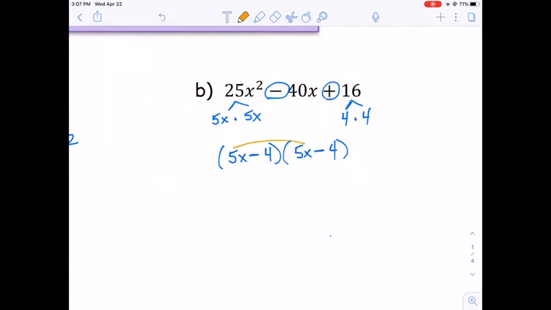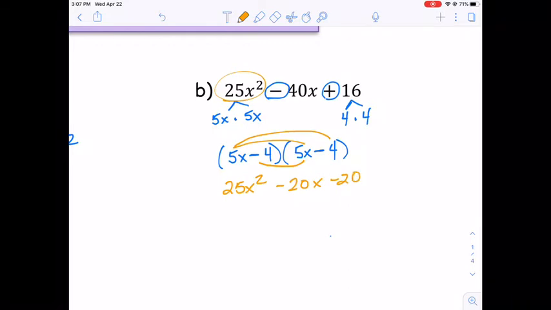So I get 5x times 5x gives me my first term of 25x squared. That's right there. Then I'm going to do 5x times negative 4. That's a negative 20x. And now I'm going to take that negative 4 times that 5x. That's another negative 20x. And my last term would be a positive 16. Negative 4 times negative 4 is a positive 16. Check that middle term. Does it give us a negative 40x? Yes, it does. So that worked.